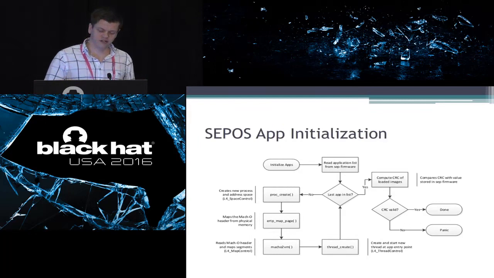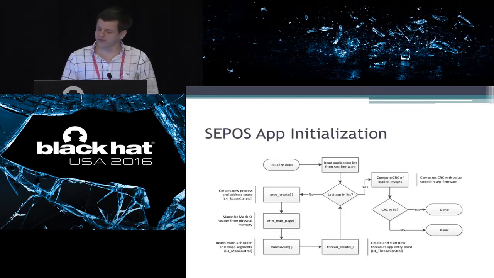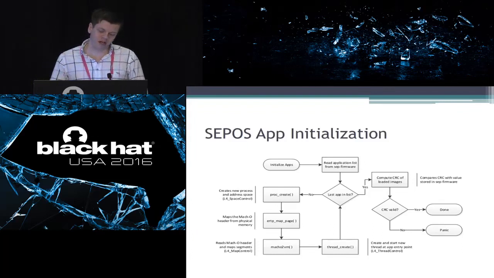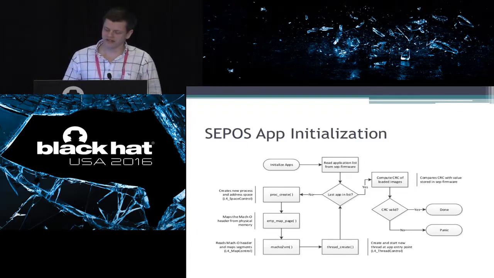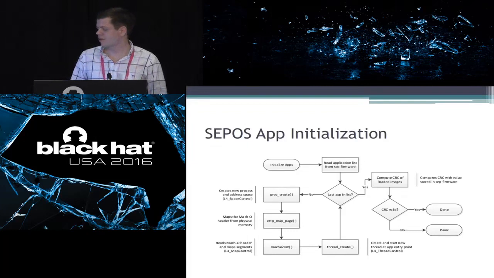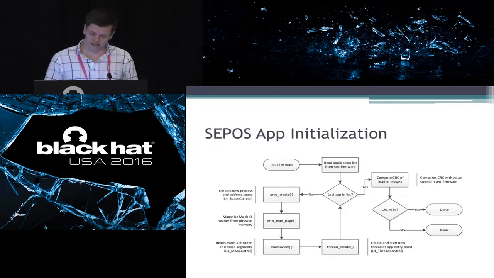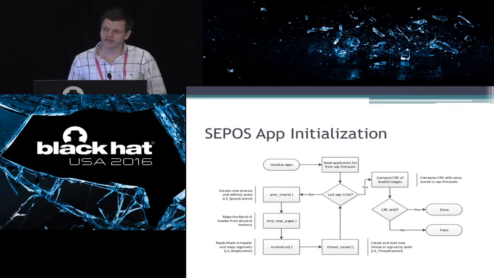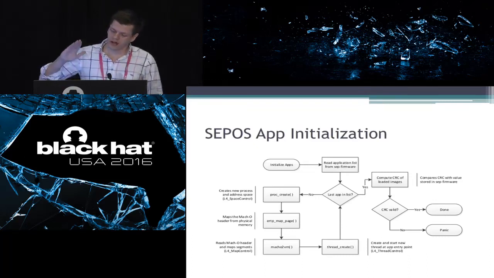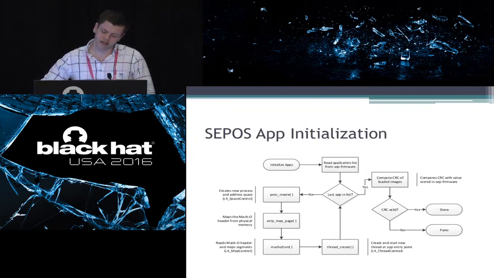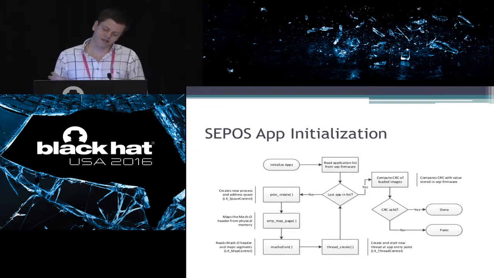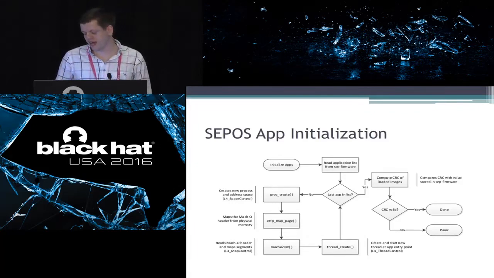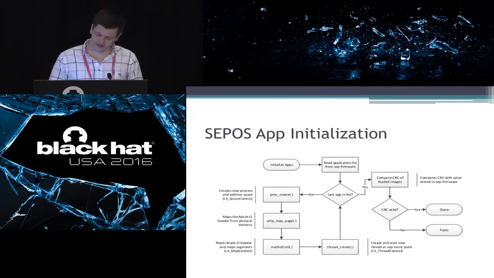So it goes through the step of creating an address space for the process. It parses the headers of the Mach-O binary, and then loads the segments, and finally it starts the thread for the main thread. Once it's done this, it actually also computes the CRC of all the loaded images in memory, and then checks that against a CRC that's been pre-computed. And then if that's okay, then it continues to boot. If not, it will fail.